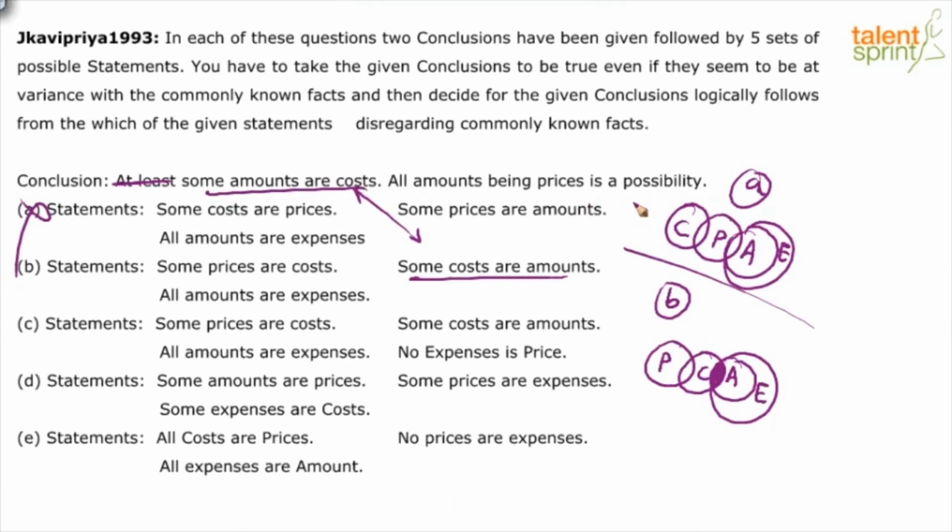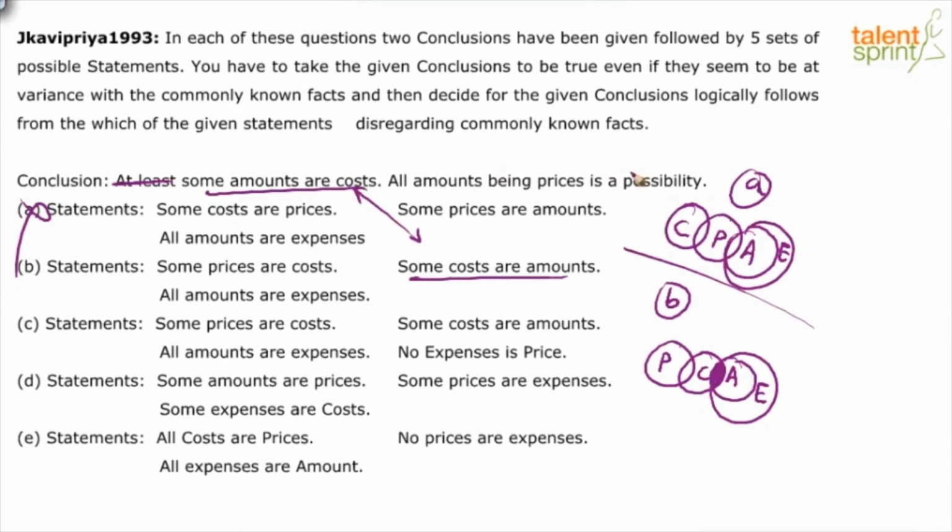All amounts being priced is a possibility? Possible. Again, if you go by logic, here you need not draw the diagram, because he is talking about a possibility which is a positive type. All A's are B's, all amounts being priced is a possibility. Remember, I am talking about the same positive-negative nature of the statements.